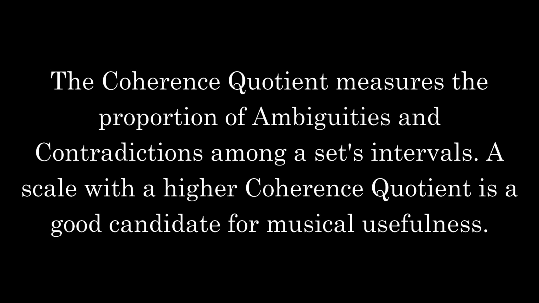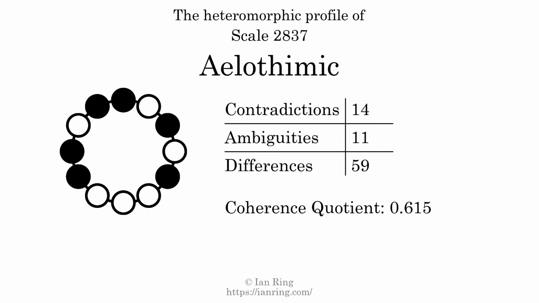The coherence quotient measures the proportion of ambiguities and contradictions among a set's intervals. A scale with a higher coherence quotient is a good candidate for musical usefulness. The coherence quotient is 0.615.